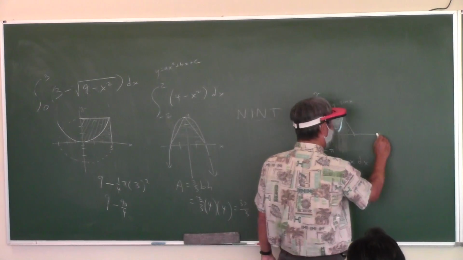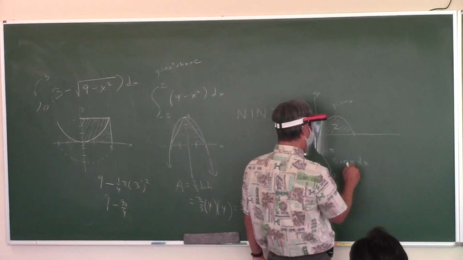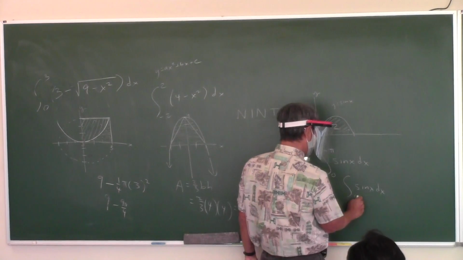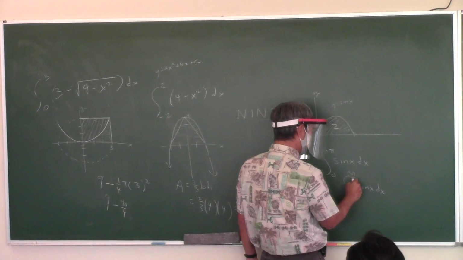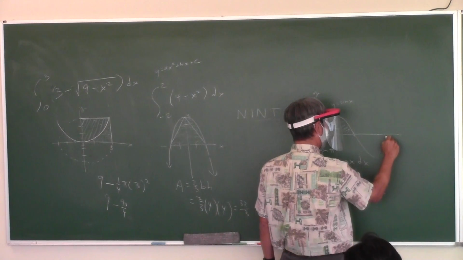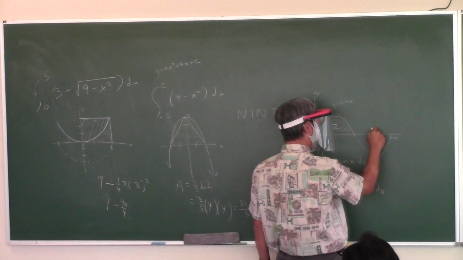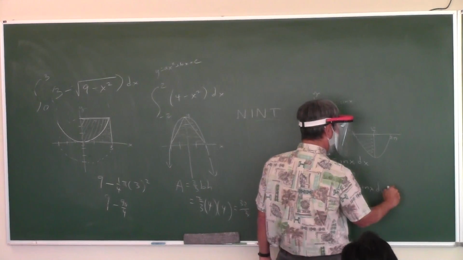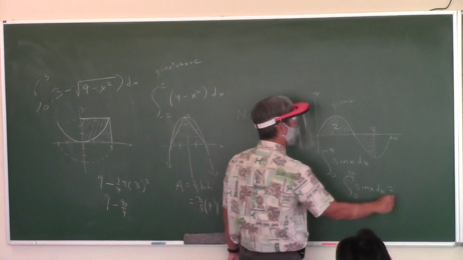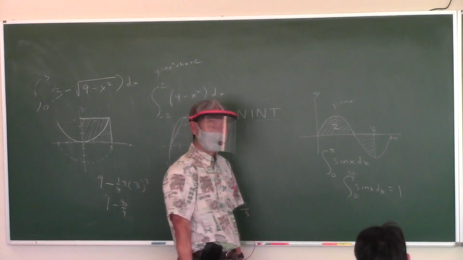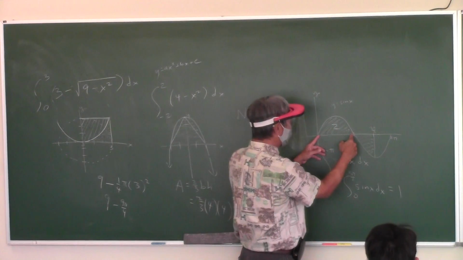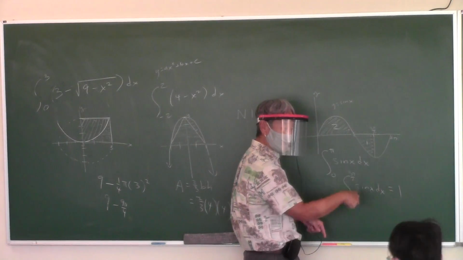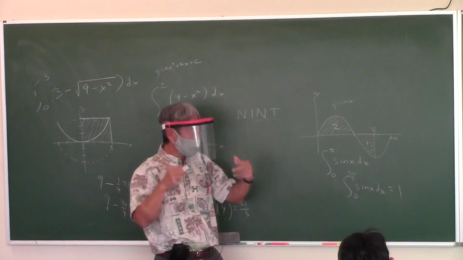Okay, so if that's the case, what would be the integral of sine x dx from 0 to 3 pi over 2 then? So here's 2 pi, so 3 pi over 2 would be here. What would the answer be? 1. How come? Because if this is 2, then isn't that half of an arch? So that's 1, but that counts negative because it's below the x-axis. That's the kind of thinking you have to do.